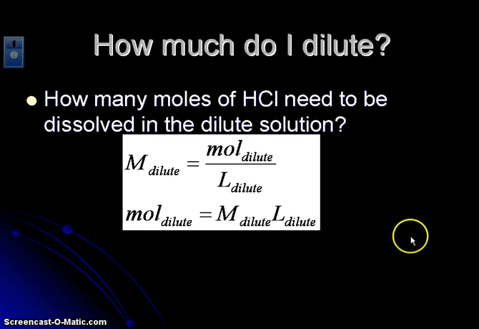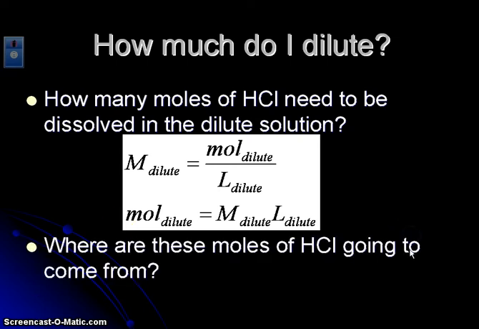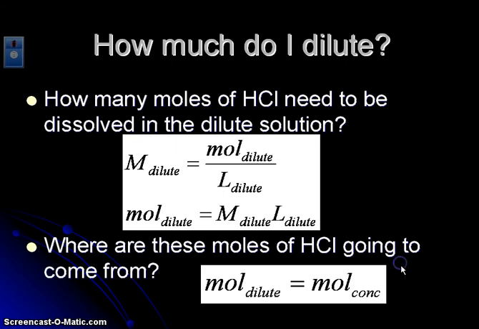So now I need to figure out where these moles of HCl are going to come from. Well, if I'm diluting the more concentrated solution, the moles of HCl in my dilute solution are going to come from, hopefully, just the HCl in the concentrated solution. They're not going to come from the water, and those are the only two things that we're putting together. So the moles of the concentrated solution will be equal to the moles of the diluted solution.